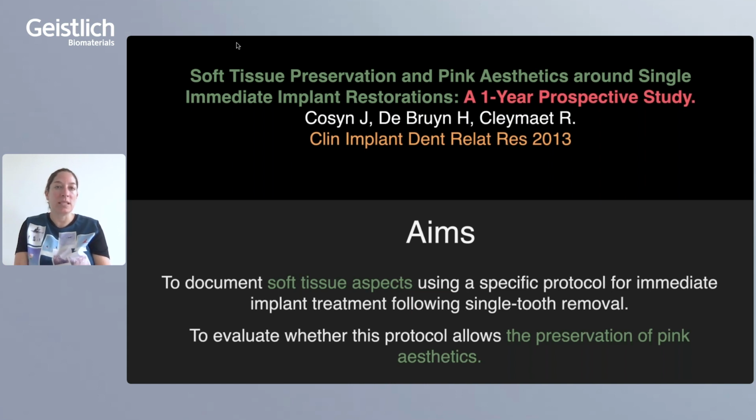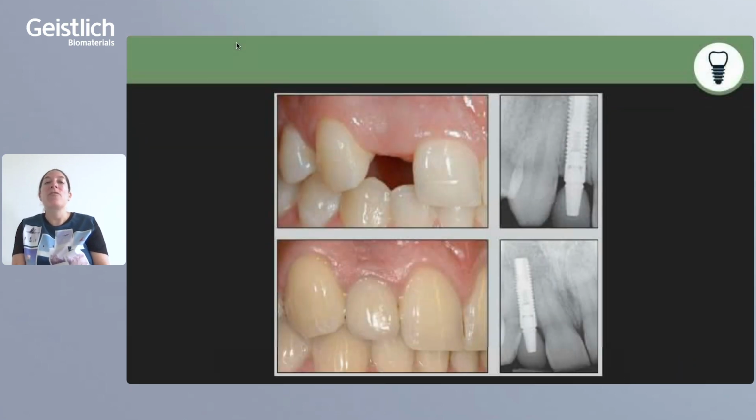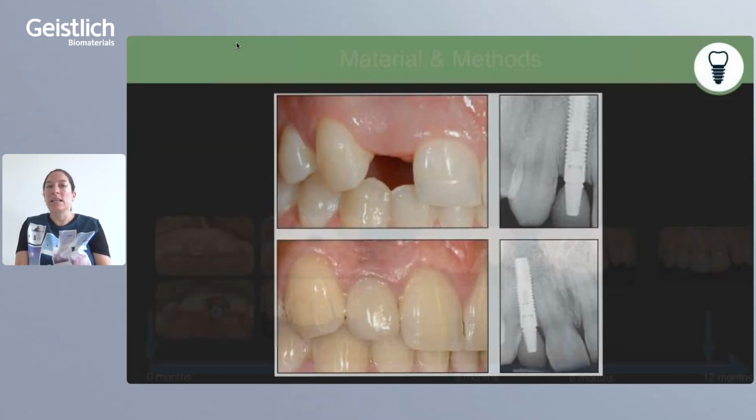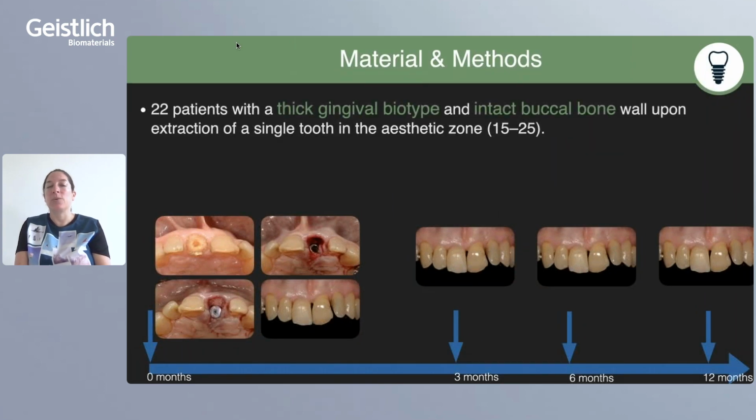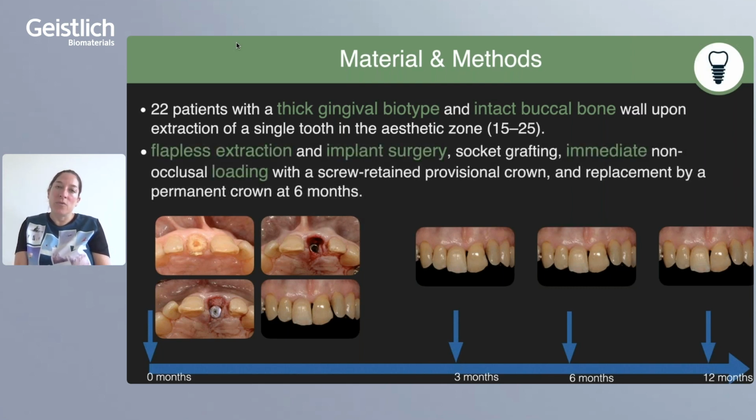Again, a study by Jan Cosin and co-workers, 1-year results in this case. They have placed single implants in aesthetic sites in 22 patients. All had a thick gingival biotype and an intact buccal bone lamella. This is really quite important. They performed flapless extraction and implant surgery at the same time. They did a socket grafting after having placed the implant, and they provisionalized the implants without occlusal loading.